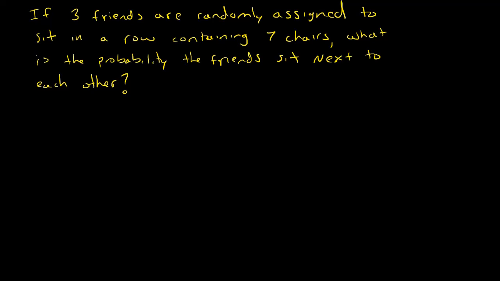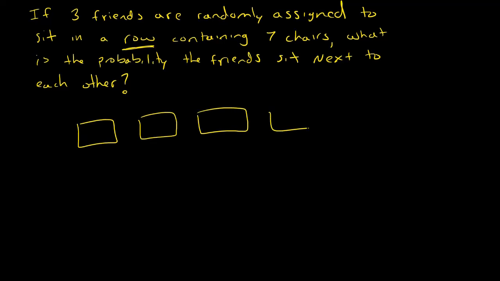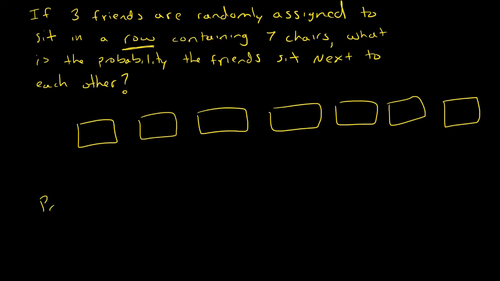In this video, we're going to talk through several examples where you have friends that are randomly assigned to sit in chairs that are in a row and in a circle. So starting with, you have 3 friends that are randomly assigned to sit in a row. The row contains 7 chairs. So 1, 2, 3, 4, 5, 6, 7 chairs. And we want to know what's the probability that the friends sit next to each other.